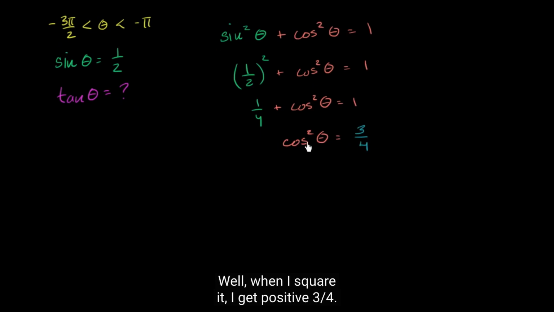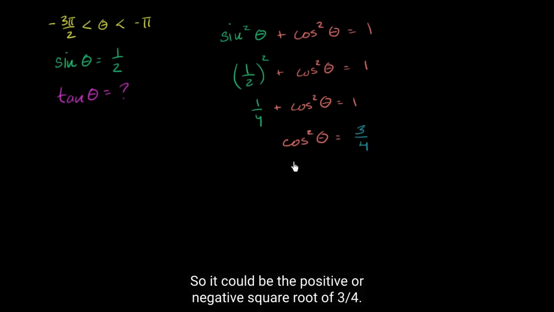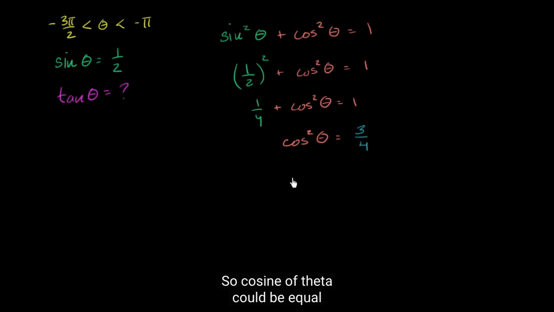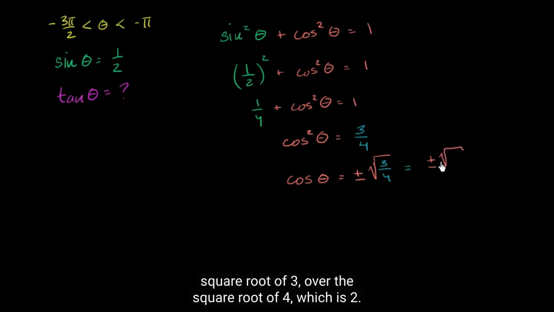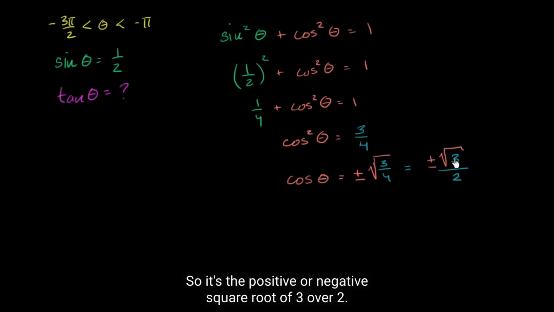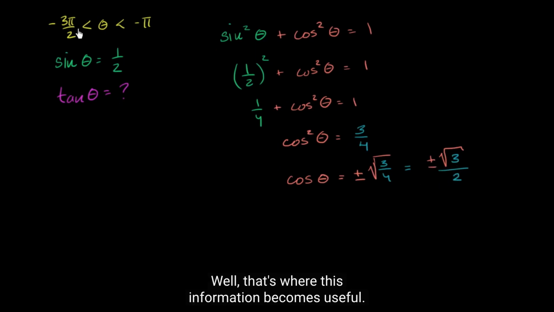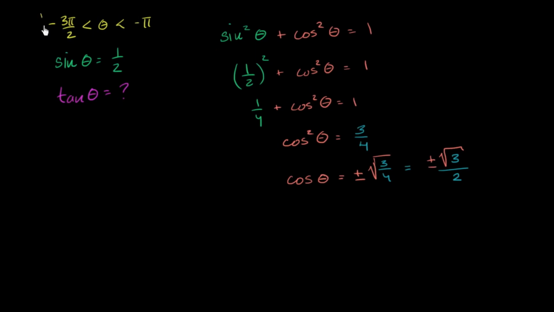So what could cosine of theta be? Well, when I square it, I get positive 3/4. So it could be the positive or negative square root of 3/4. So cosine of theta could be equal to the positive or negative square root of 3/4, which is the same thing as the positive or negative square root of 3 over the square root of 4, which is 2. So it's the positive or negative square root of 3 over 2. But how do we know which one of these it actually is? Well, that's where this information becomes useful.